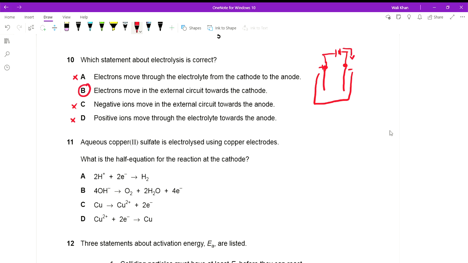Aqueous copper(II) sulfate is electrolyzed using copper electrodes. What is the half equation for the reaction at the cathode? So copper(II) sulfate, the half equation at the cathode is D. Copper electrodes, and copper is also accumulated at the copper electrodes. Again, this is the electrolysis diagram. This is the copper electrodes.